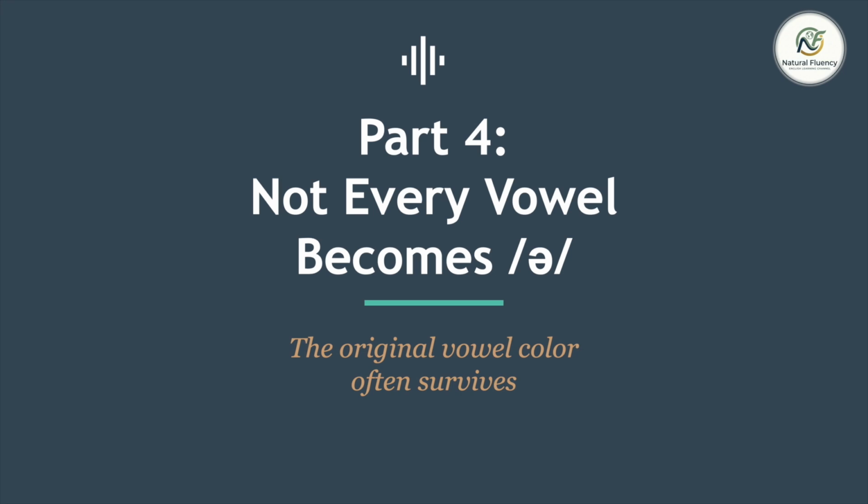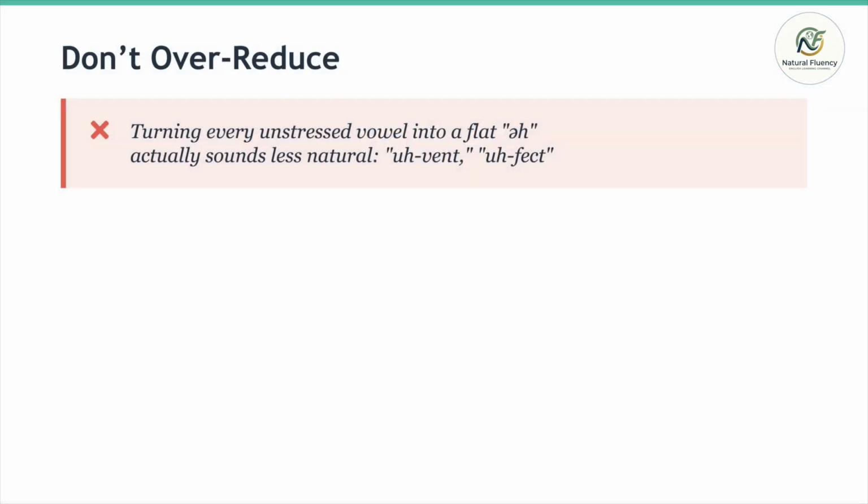Fourth, why not every unstressed vowel becomes schwa. Now the final part. So far, we've looked at consonants weakening and words reducing. This time, the change is in the vowels themselves. In the earlier video, we introduced schwa, the weak vowel that slips through unstressed positions. But if you take that rule too far, you start converting every unstressed vowel into schwa automatically. Real English doesn't work like that. Even in unstressed syllables, the original vowel color often survives. How much it weakens depends on speed, context, and the speaker.